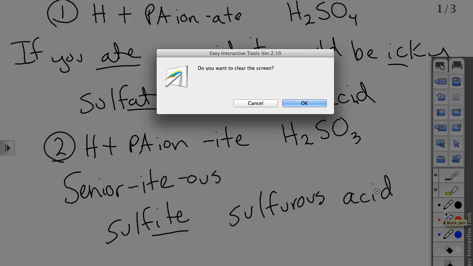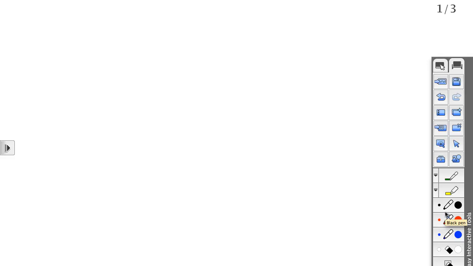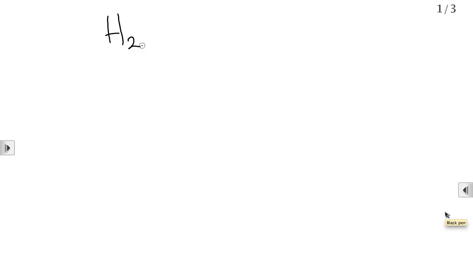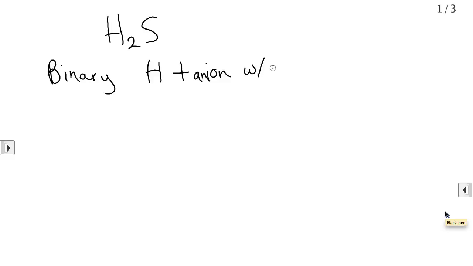Next, the third kind is binary acids, and this is the most simple kind of acid, but the hardest ones to name. So if I had something like H2S, this is binary, and so you have hydrogen plus an ion, and I should say an anion, with no oxygen. Typically, it's going to be hydrogen and one other thing. This is your binary acid.